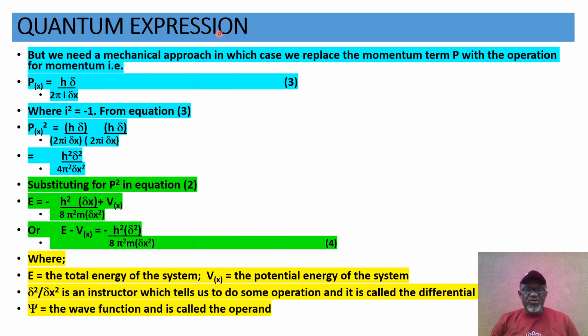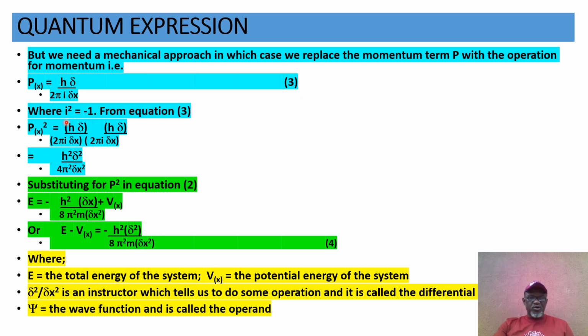We want to find the quantum expression. So we need to find a quantum mechanical approach, in which case we replace the momentum term with the operator for momentum. Remember, momentum is a vector quantity, so remember the treatment of vectors in the x direction. The coefficient for the vector is i, and i squared is equal to -1. Remember your elementary vector treatment, i times i equals -1, you know, ijk for xyz. So we're interested in i, that is for the x direction.